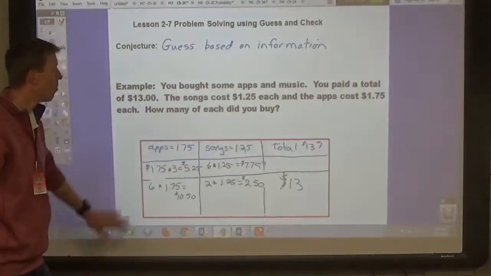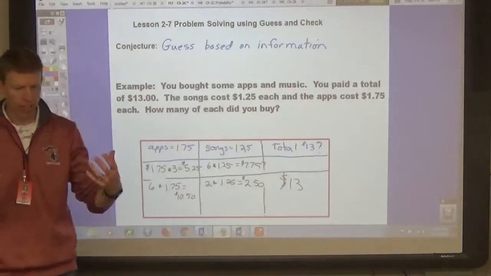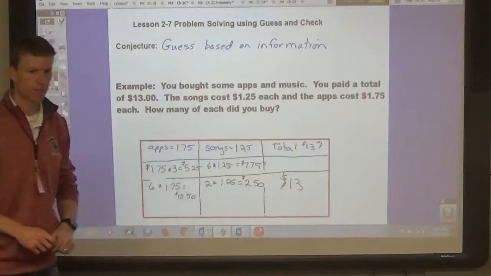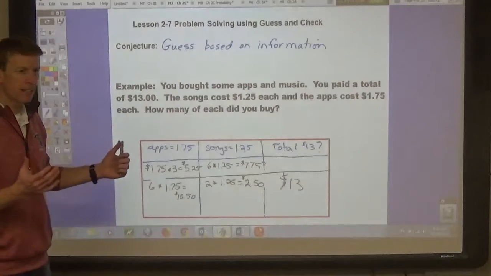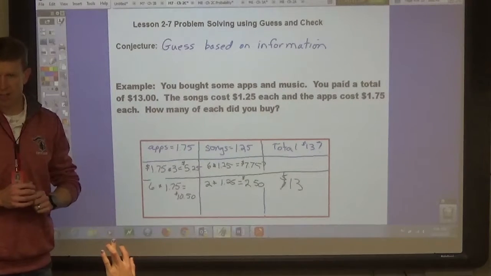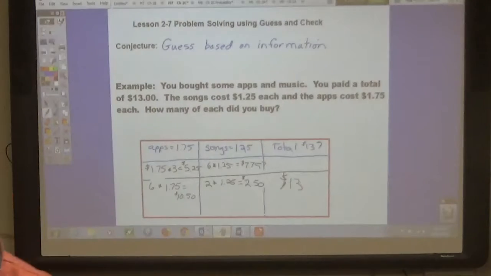Okay. So by keeping track of our guesses, guessing and checking, making an organized or an educated guess based on the information, you can make a guess and then figure out how close you are and then make some adjustments. That's what guessing and checking to solve problems is all about.